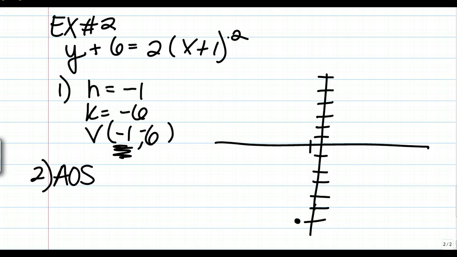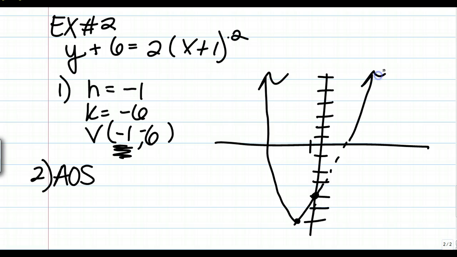So again, our h was negative 1, our k was negative 6, so our vertex is negative 1, negative 6. When you draw this parabola right here, I'm just going to estimate it for right now, it's upward, right? And you know that your axis of symmetry is going to cut down the middle, which is always cutting through the vertex. That's your middle line. So that means it has to be x equals negative 1, because it's cutting through at negative 1. So that's your axis of symmetry.